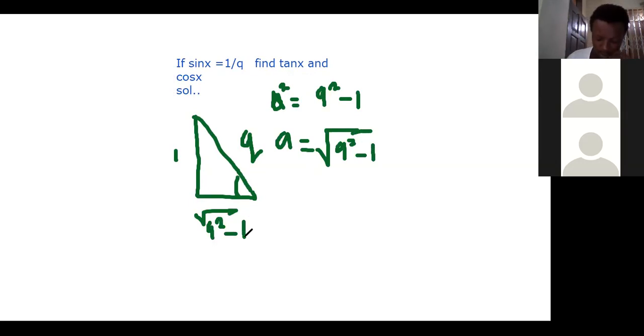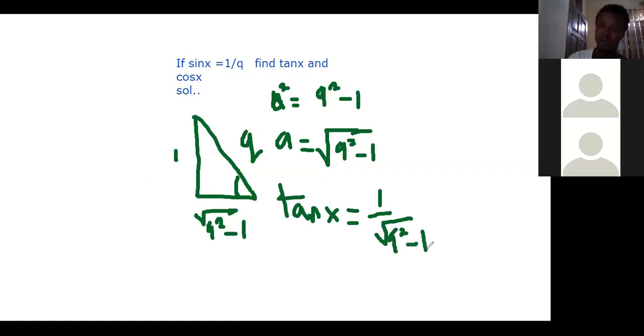So now the question says we should find tan x. Our tan is opposite all over adjacent. Our opposite here is 1. So tan x will give us 1 all over root of k squared minus 1. That's what we are going to get.